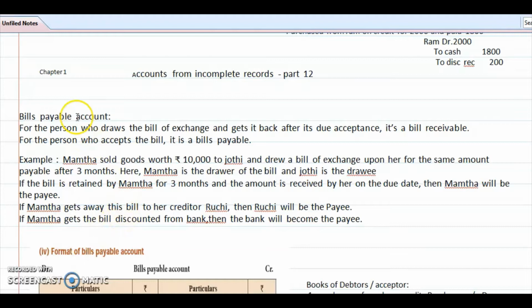From incomplete records part 12. In the previous class we studied what a total creditors account is and its format. Bills payable account is related to that account.